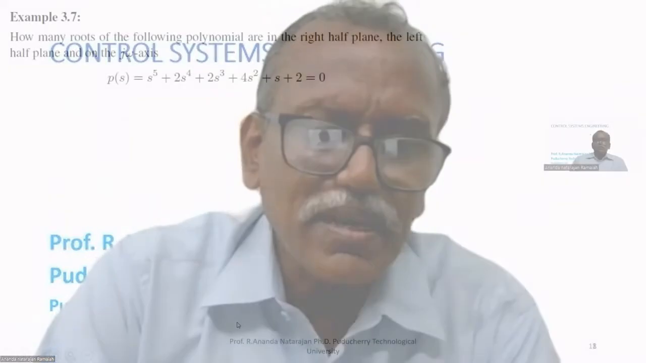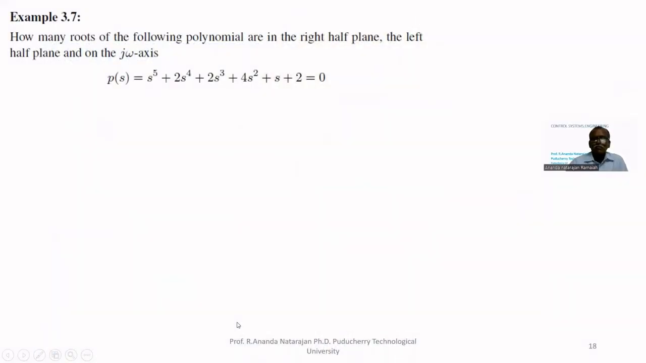But beyond that, it is very difficult to find the roots of the denominator, that is, the poles of the system. That's why it is difficult to say the location of poles. So there is a procedure to find the location of poles, whether on the right hand side, left hand side, or on the j omega axis. For that, there is a criterion called the Routh-Hurwitz criterion. Let us see that.